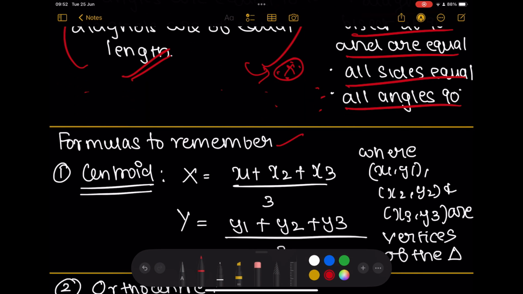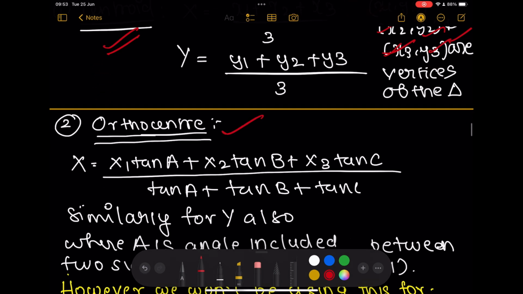Next one, certain formulas that you have to remember. First one is the centroid. This is a very easy formula. Suppose you have (x1, y1), (x2, y2), and (x3, y3) as the three vertices of a triangle, and the centroid will be (x1 plus x2 plus x3) whole divided by 3, (y1 plus y2 plus y3) whole divided by 3. Very easy, right? And orthocenter.